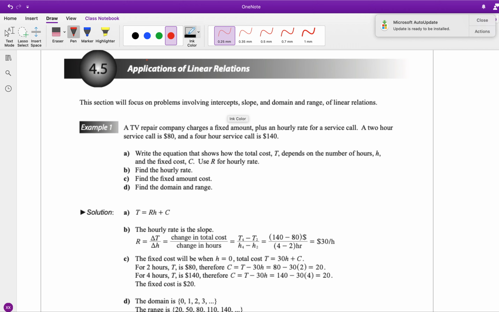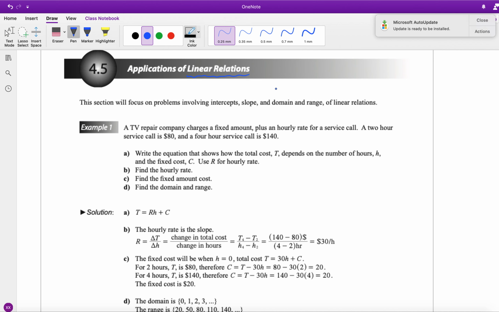This recording is for 4.5, the application of linear relations. As soon as you see the word "word questions," some of you might have a kind of fear about them. Hopefully after this section, that unnecessary fear can be overcome, because it is a linear relation.